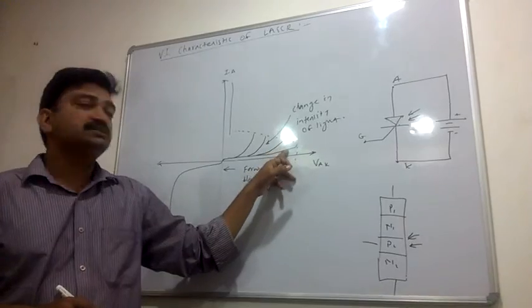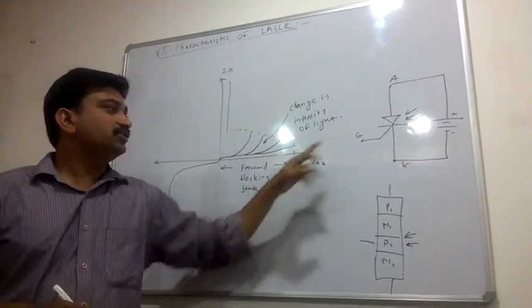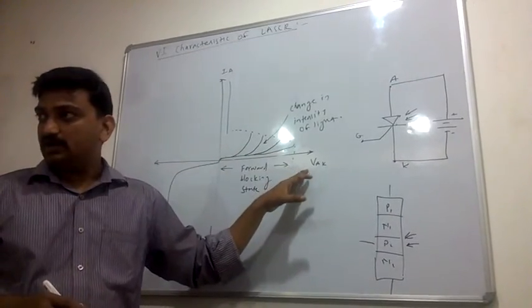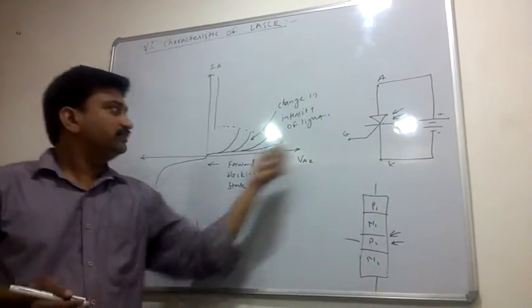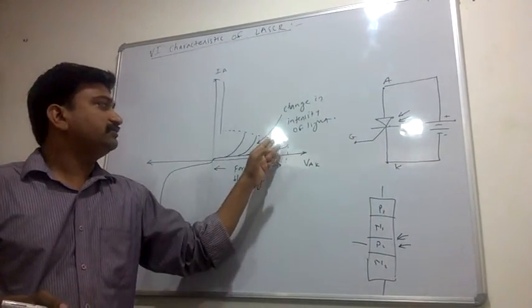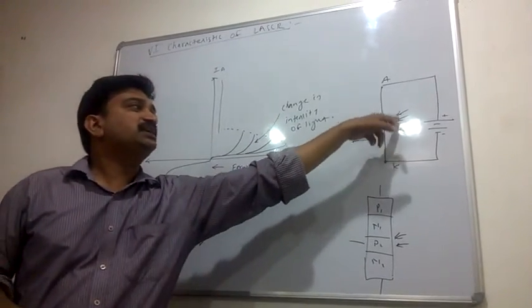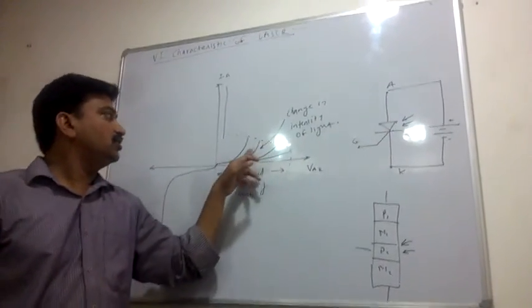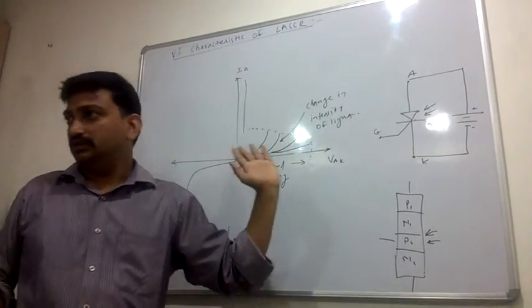If there is 0 intensity of light, meaning there is no light, it takes a very high voltage between anode and cathode to turn on the SCR or LASCR. If I provide some small intensity of light, it will turn on at a smaller voltage as compared to the first level. And if I go on increasing the intensity of light, the turn on voltage reduces. This is the VI characteristics of the LASCR.